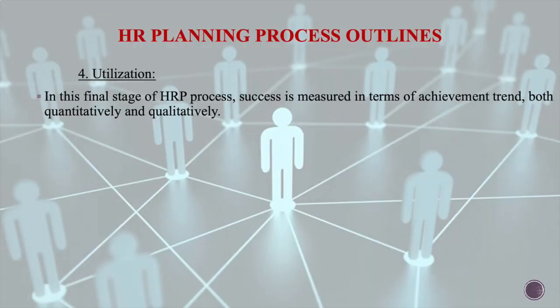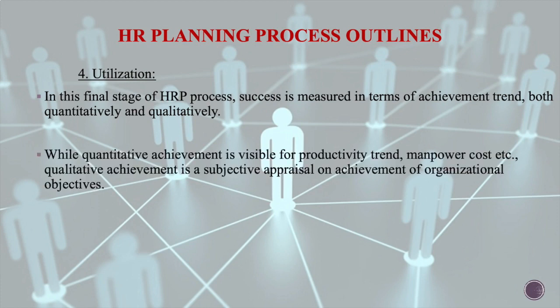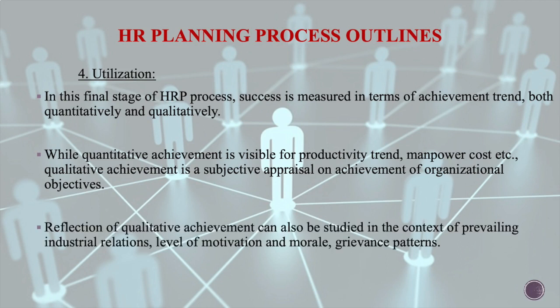Success is measured in terms of achievement trends, both quantitatively and qualitatively. In HR planning, the quantitative achievement can be visible through productivity trends and manpower costs, while qualitative achievement is a kind of subjective appraisal of the achievement of organizational objectives. Reflection of qualitative achievement can also be studied in the context of prevailing industrial relations, level of motivation and morale, and also the grievance patterns.